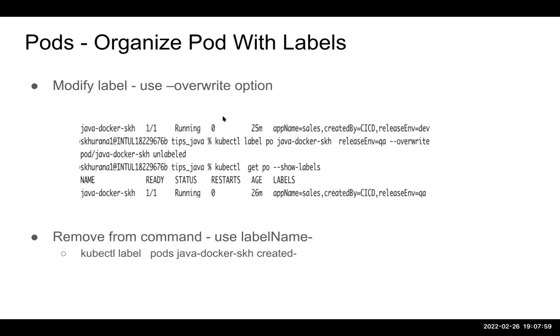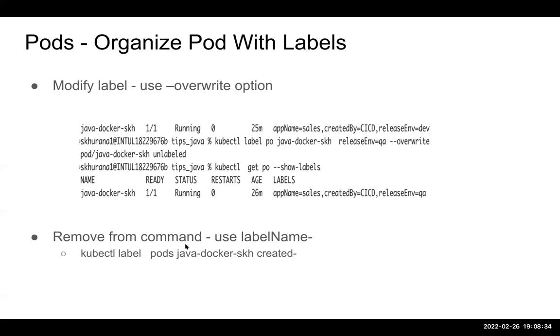If I want to modify a label, let's say for whatever reason I mistakenly gave the release environment as dev, it should be QA. First of all, this is the pod name. Then I say kubectl label. Here I'm adding a label, and pod, the pod name. Then I say release environment equal to QA and overwrite. So I use the overwrite option, and it will override the release environment from dev to QA. When I say show labels again, everything is the same, and the release environment label has been changed from dev to QA.